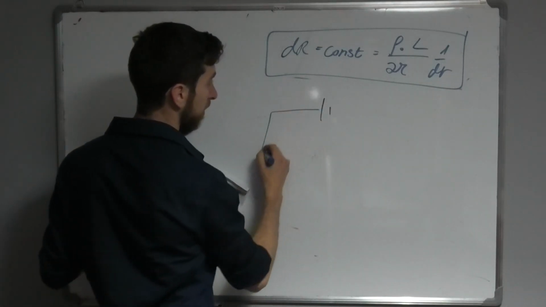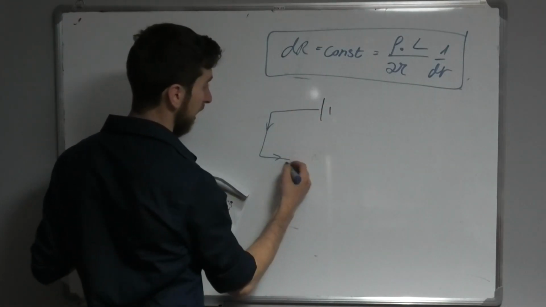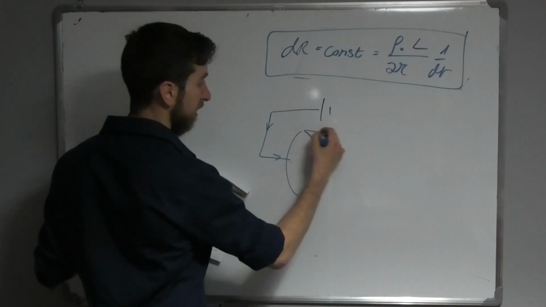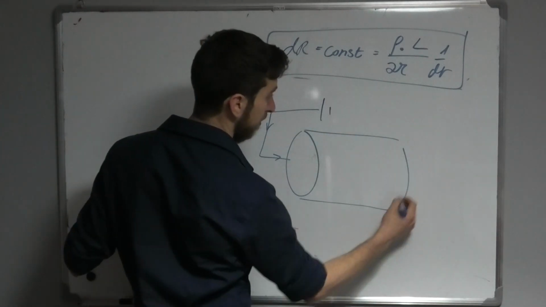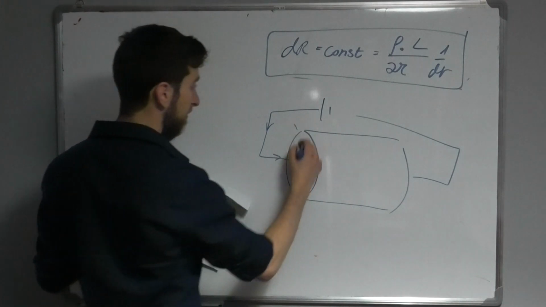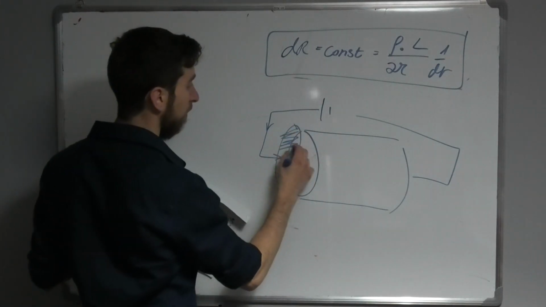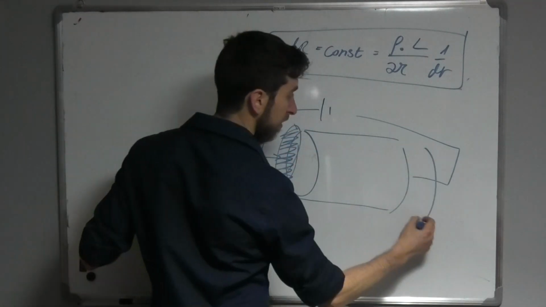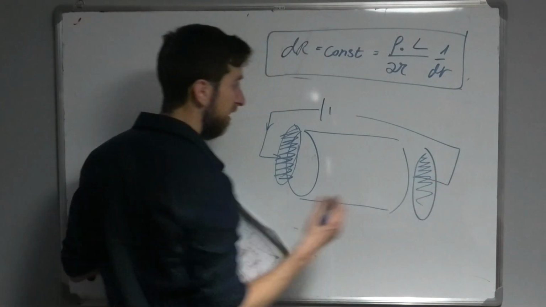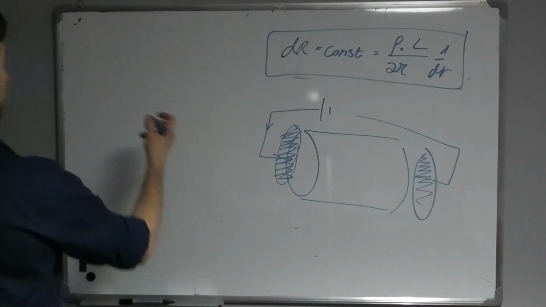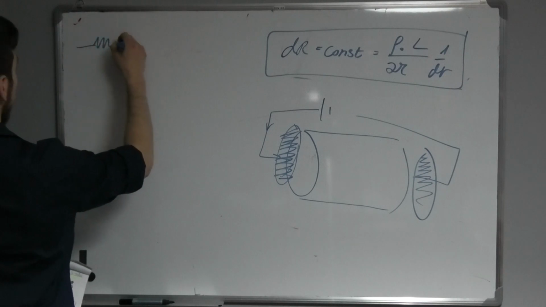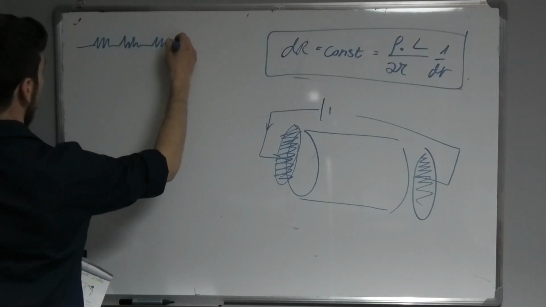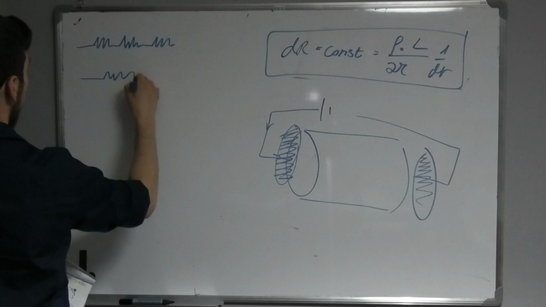So I have some current that's coming, and then what do you see? I see some cylinders. Right here I have this kind of plate that touches all the cylinders at once. Okay, so what do we have? We have something in series, right? Or we have something in parallel.